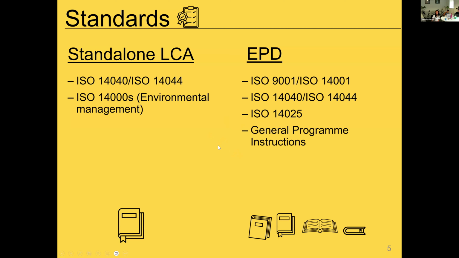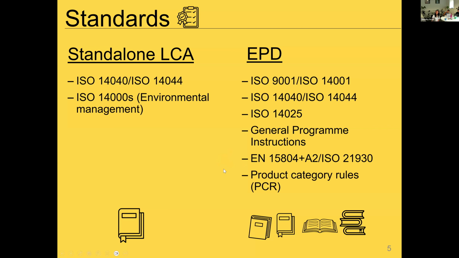And then specifically, the EPDs have general program instructions, and this applies to all EPDs, no matter the region, no matter the product. And then for construction products specifically, there's EN 15804 plus A2. I don't remember the full name of this, but it's something about construction products and sustainability. And then there are product category rules, which each EPD has to follow. There'll be different ones for different product categories.